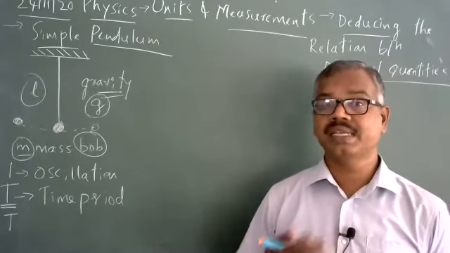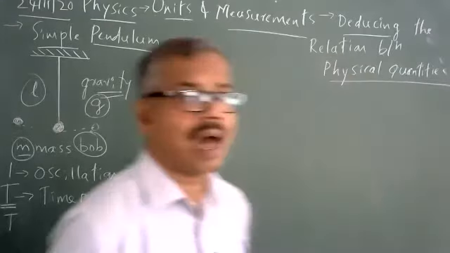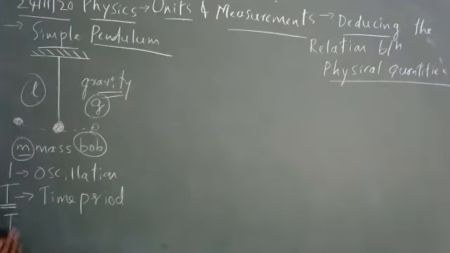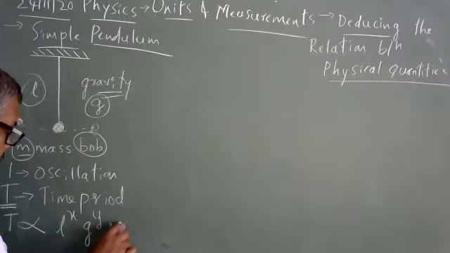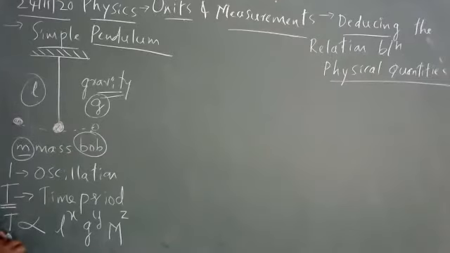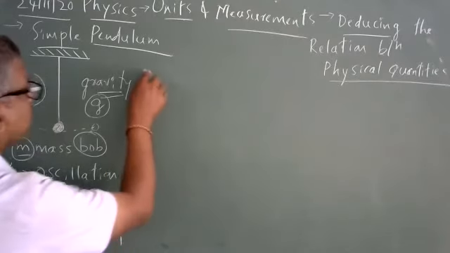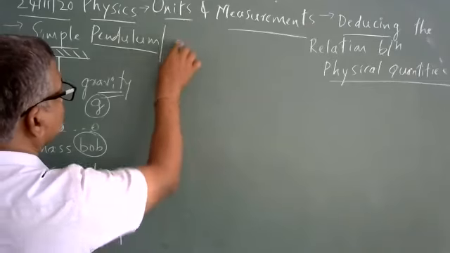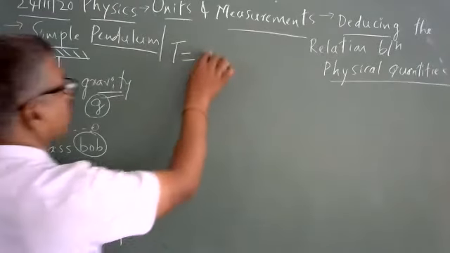Let me take the power as x for length, y for gravity, and z for mass. It is arbitrary, anything you can choose. Let me start. Let t be directly proportional to length raised to x, gravity raised to y, and mass raised to z. I hope it's visible. Yes. Let the time period be directly proportional to length raised to x, gravity raised to y, mass raised to z. Now, once I remove this proportionality sign, the equation looks like this. Time period is equal to, once I remove this, a proportionality constant, which I am going to write as k.